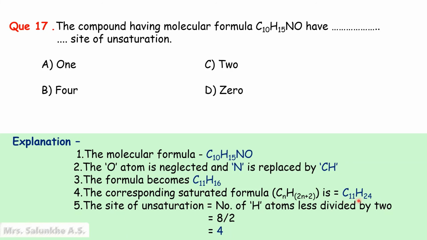According to the formula CnH2n+2, between these two formulas there are 8 hydrogen atoms less. 24 minus 16 is equal to 8, and the sites of unsaturation is equal to the number of hydrogen atoms less divided by 2, that is 8 divided by 2. The answer is 4, and therefore for this molecular formula there are 4 sites of unsaturation.